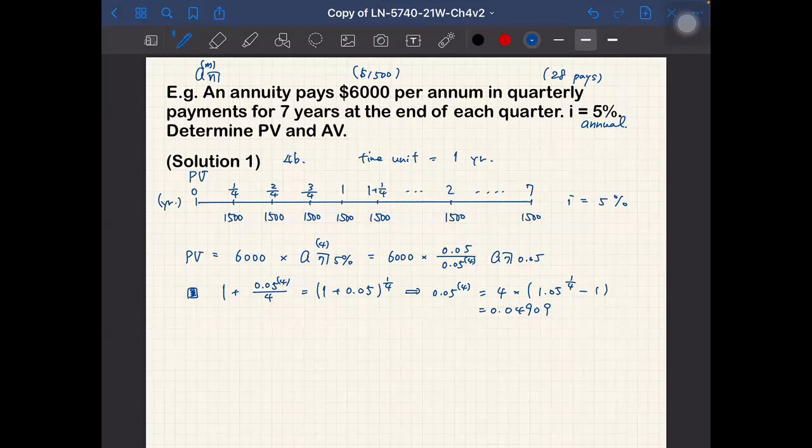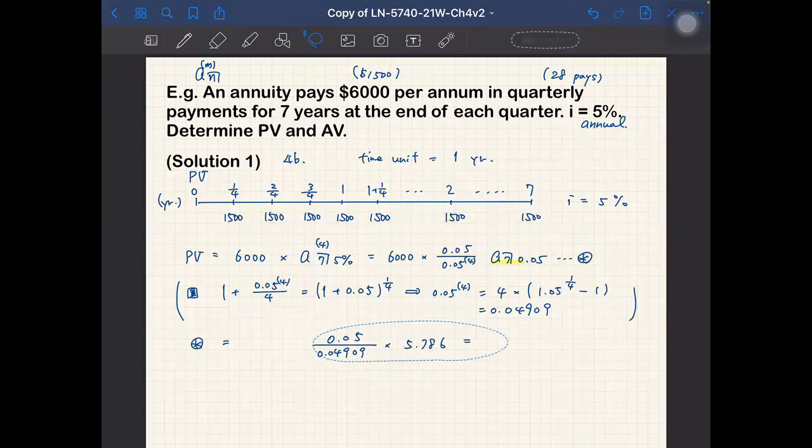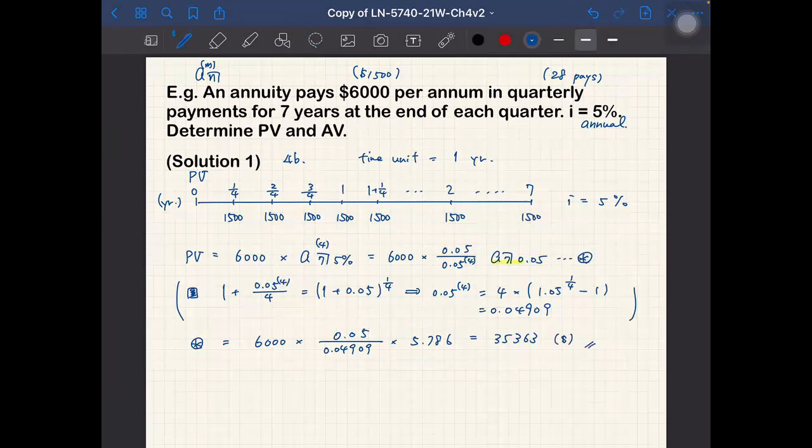Now we can calculate this quantity. The present value is equal to 0.05 over 0.04909 times the annuity immediate, a right angle 7 at 0.05, which is equal to 5.786. And sorry, we have to multiply by 6,000. So this becomes $35,363. Now we got the answer.